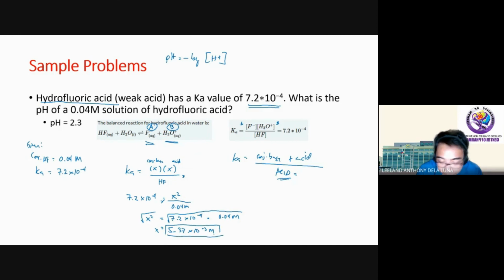Okay. Now, to compute for pH, sabi natin, negative log of the hydrogen ion lang yun. So, negative log, answer. You get 2.27. Are we good? Ayos ba tayo, class? Yes po, sir.